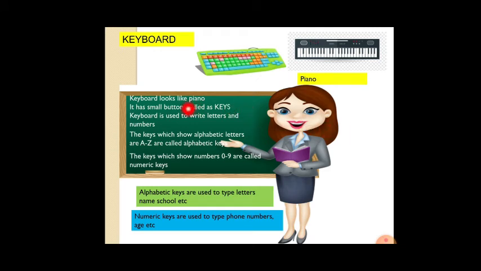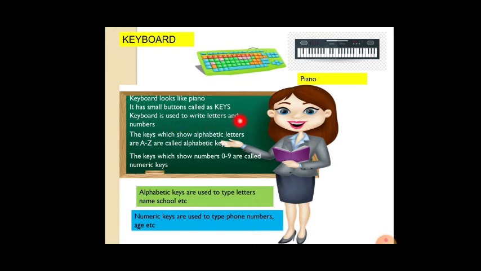Keyboard looks like a piano. Children, have you seen a piano? There is a piano image. For music we use a piano, right? It has some keys here. Similarly, our keyboard is also having some keys. So they both look similar. It has small buttons called keys. All these are called keys.